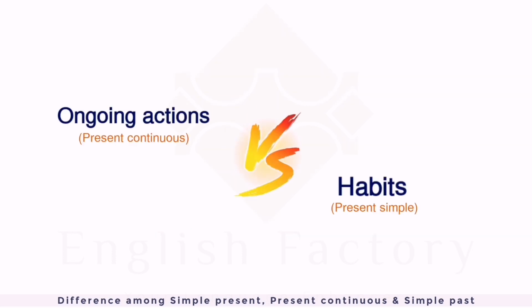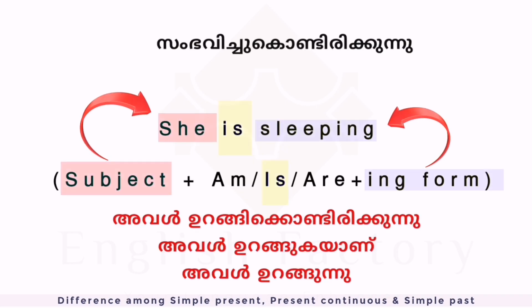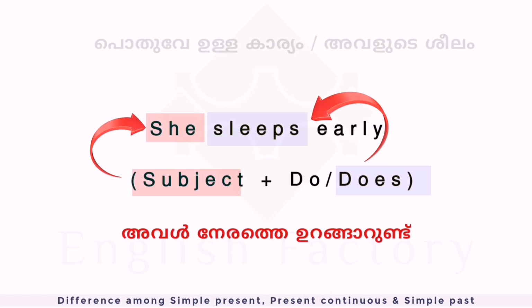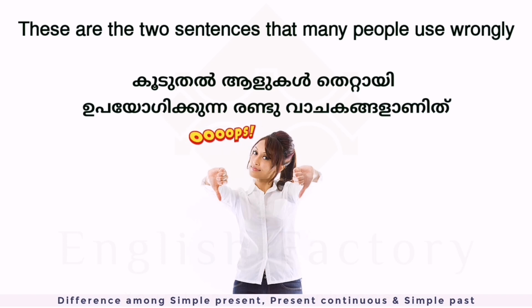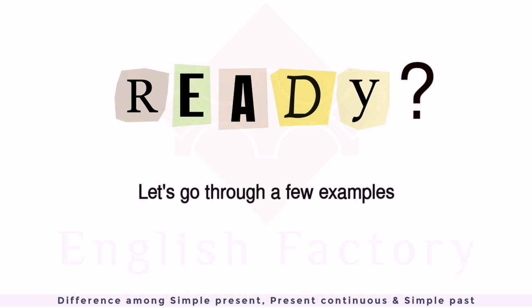First, we will look at the meaning between these 2 lessons. She is sleeping. It is an ongoing action. She sleeps. It is her habit. But, not happening now. Friends, you know these are the 2 sentences that many people use wrongly. So, if you understand this difference, all your doubts will be clear. Ready? Let's go through a few examples.